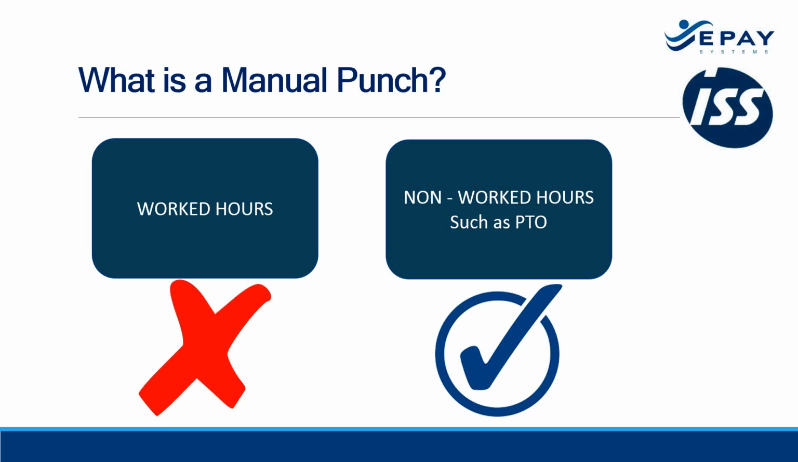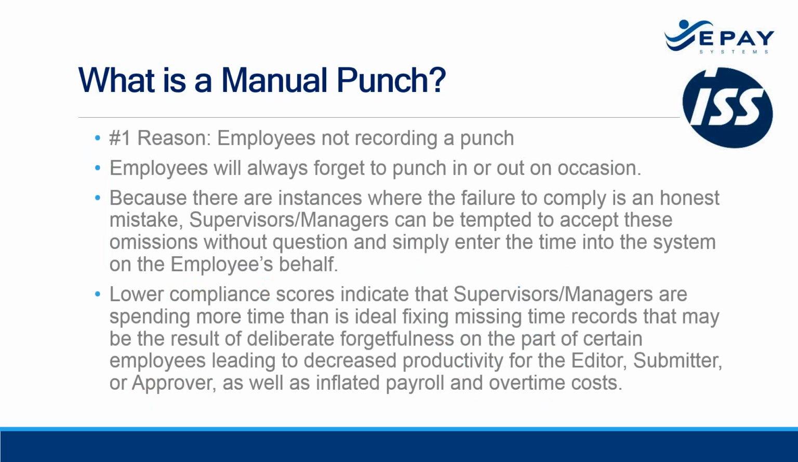Now, going on more on manual punches, the number one reason for a manual punch, it seems, from our data collection, is basically the employee simply not recording a punch. A manual punch can be an employee missing an in and out punch, or just missing an in, or just missing an out. We do find that the number one reason, bottom line, for a manual punch is that the employee is just not recording one or the other punch.